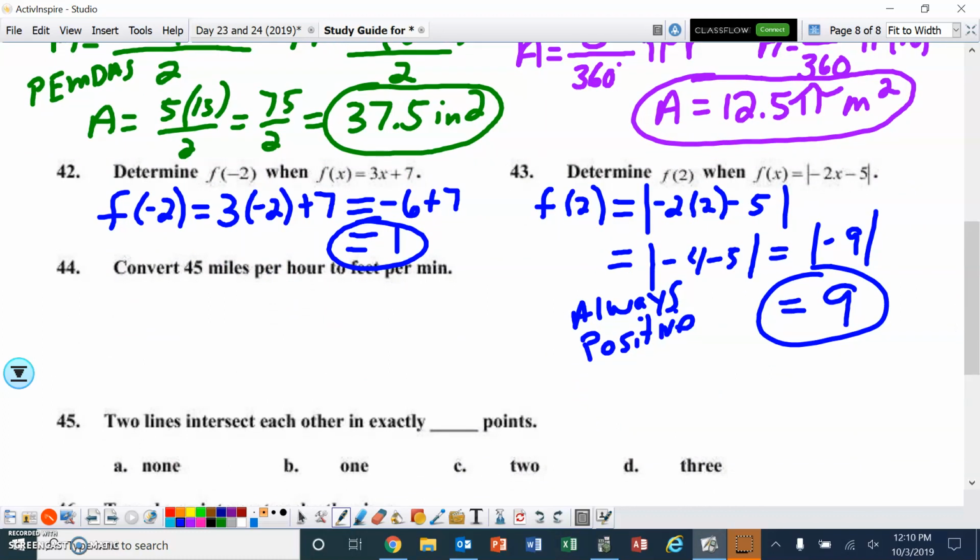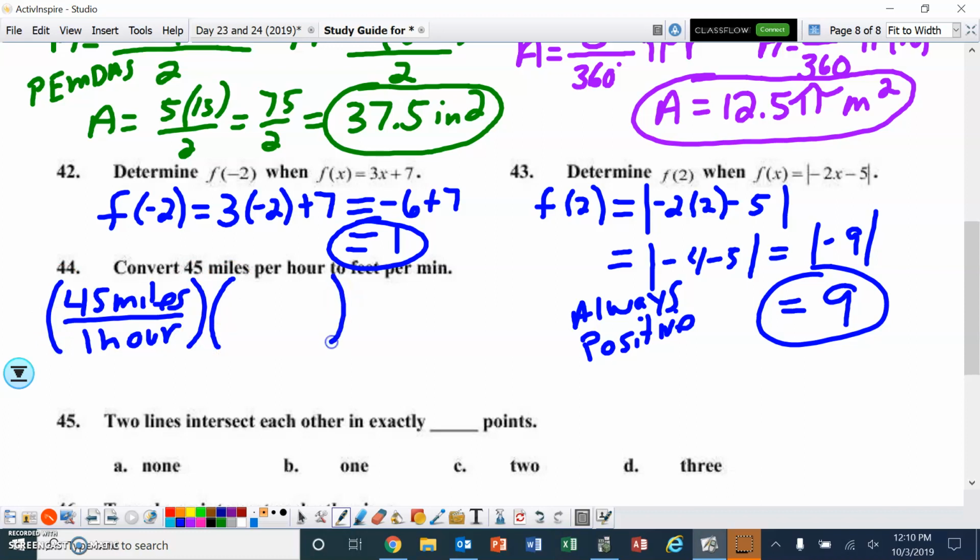All right, number 44. Oh, some more conversion. Okay, that's not going to go away. So, what do we know? Well, first of all, 45 miles per hour. So 45 miles per 1 hour. And I want to convert that to feet per minute.